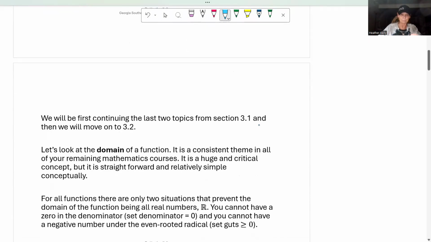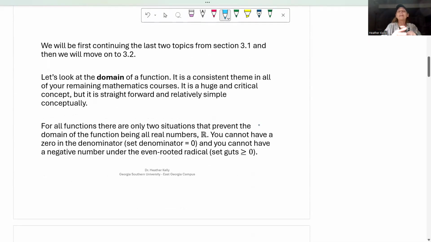Let's get started. Okay. So let's look at the domain of a function. I've mentioned it a couple of times in the last lecture, and it's a consistent theme throughout this entire course from this point forward. All the functions that we are going to study, and indeed, when you go on to pre-calculus and when you go on to calculus, your calculus sequence, it is going to be a concept that comes up all the time. You're almost always, when you are introduced to a new kind of function, going to be asked, what's the domain of the function? So let's go ahead and get that straight.